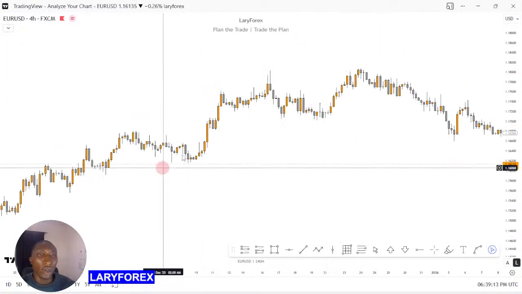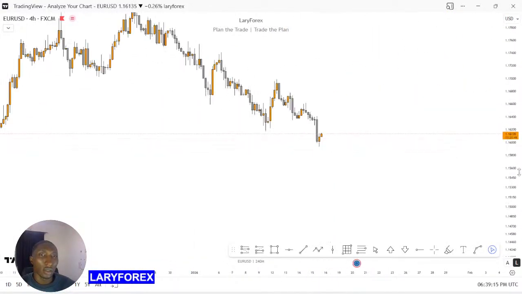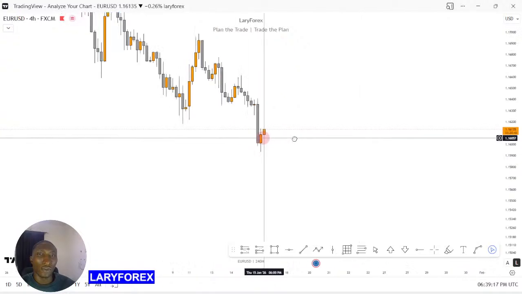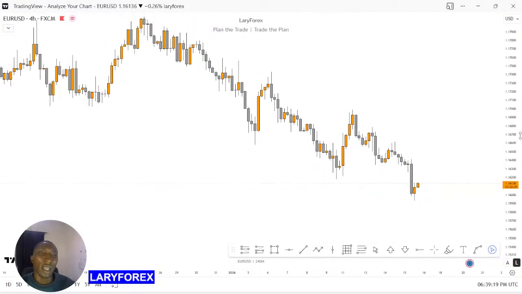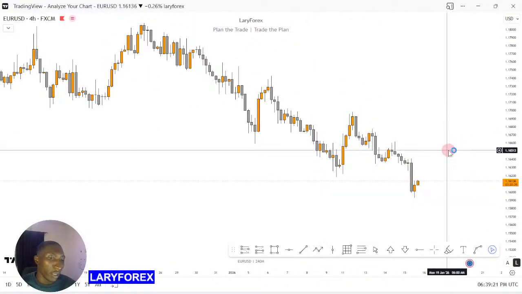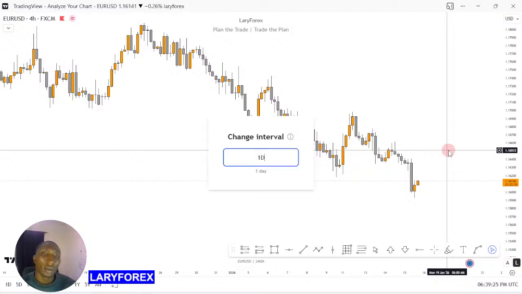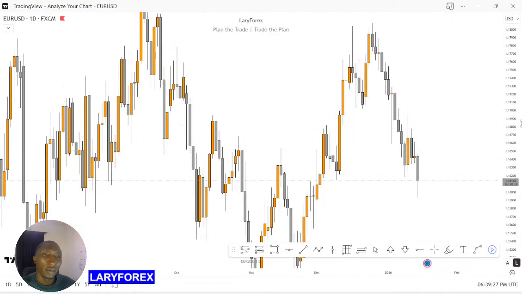Now let's forecast a future trade. So this is the 4-hour time frame. Let's start from the daily. Let's make a live analysis.